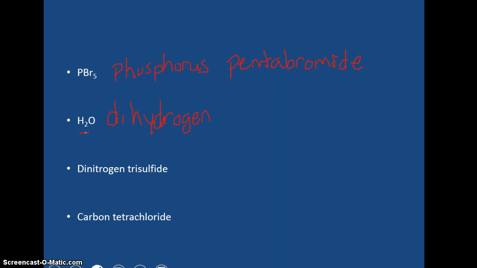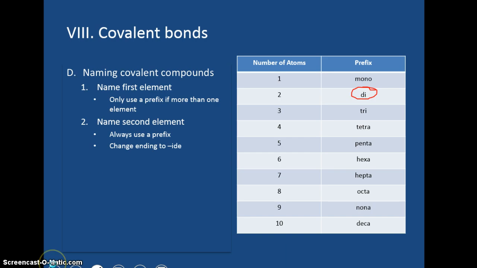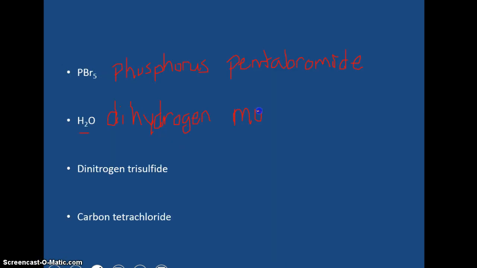The second element always needs a prefix. So since there's no subscript, that's just going to be 1. 1 is mono. So it will be mono. And then we need to change the ending to "ide" for oxygen. So it'll be oxide. They don't like to double up the O's, so it would just be oxide like that, monoxide. If you wrote monooxide, I won't dock you. But water, the scientific name for water is dihydrogen monoxide.